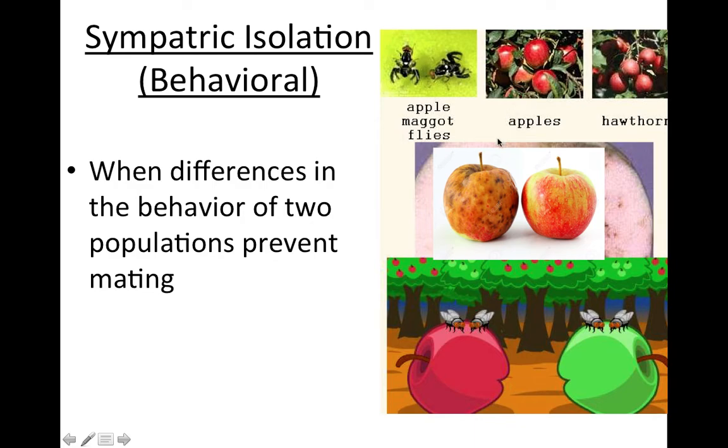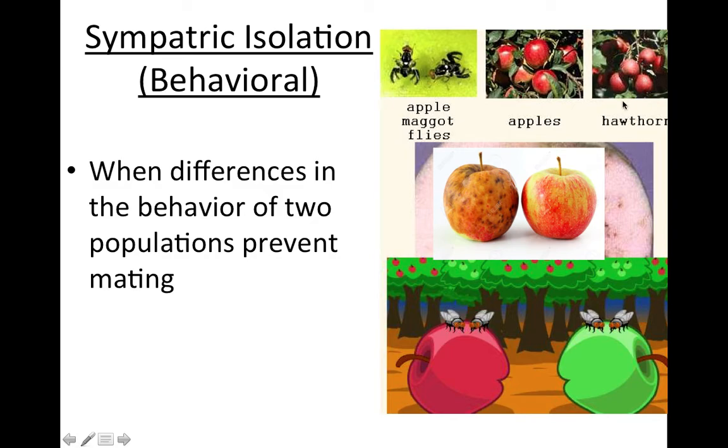As it happens, some of these flies preferred eating apples, and some of these flies preferred eating hawthorns. Now, if you are a fly living in an apple tree, you don't need to ever go over to a hawthorn tree if you don't like to eat hawthorns. If you're a fly that prefers hawthorns, you don't ever need to go over to an apple tree if you don't like apples. So the flies that liked eating apples and the flies that liked eating hawthorns never really had a reason to hang out or meet or interact.